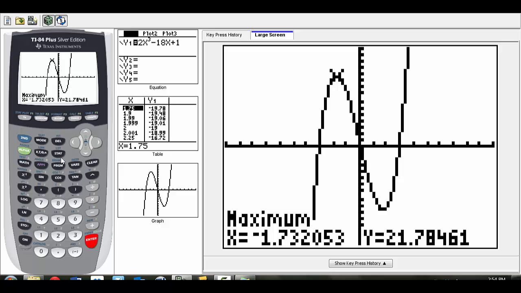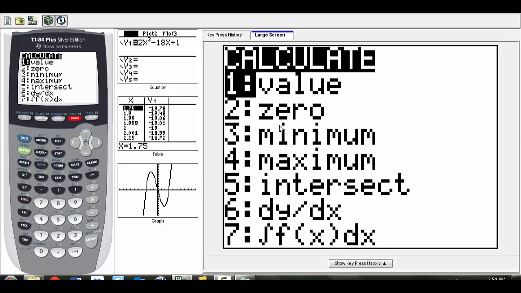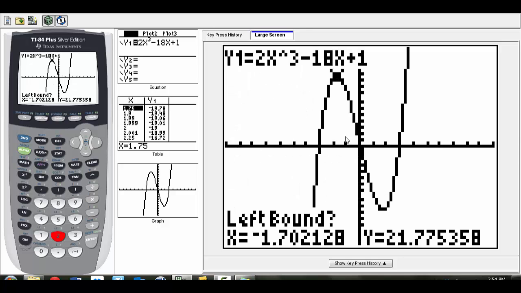And now we have our maximum. Now you find zeros the same way. Second, calculate, zero, number 2. Now, zeros, remember, are the x-intercepts, so you have to go to the left of where one of your x-intercepts is. Since I have 3 of them, I have to do this 3 separate times. So I'm going to find this -1 first.